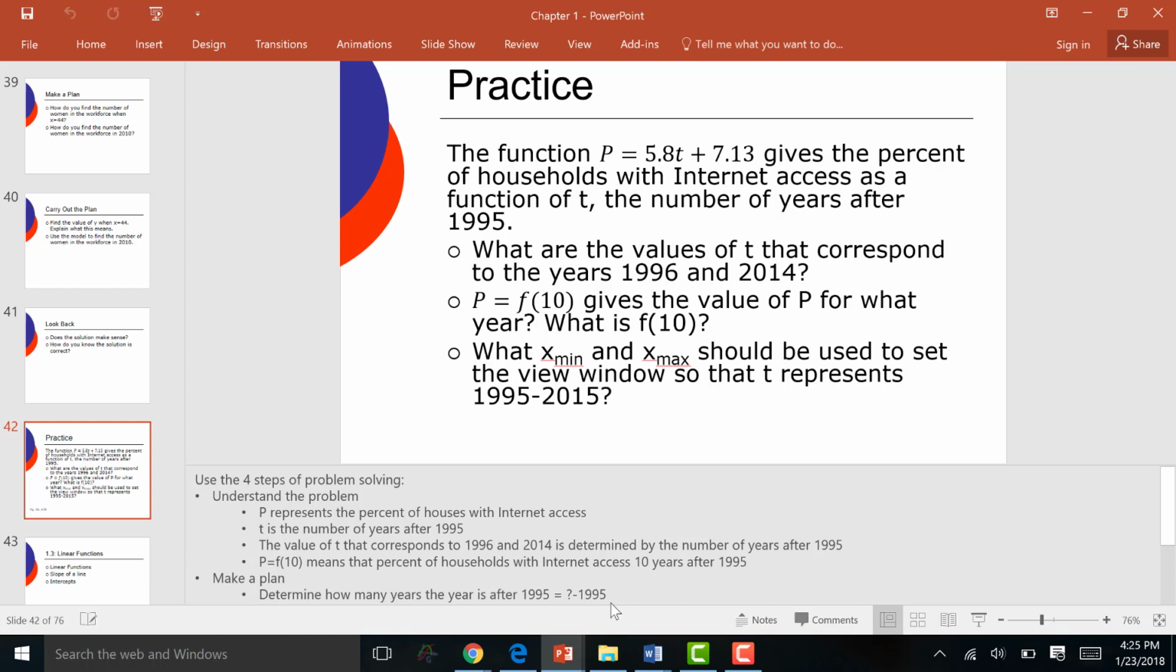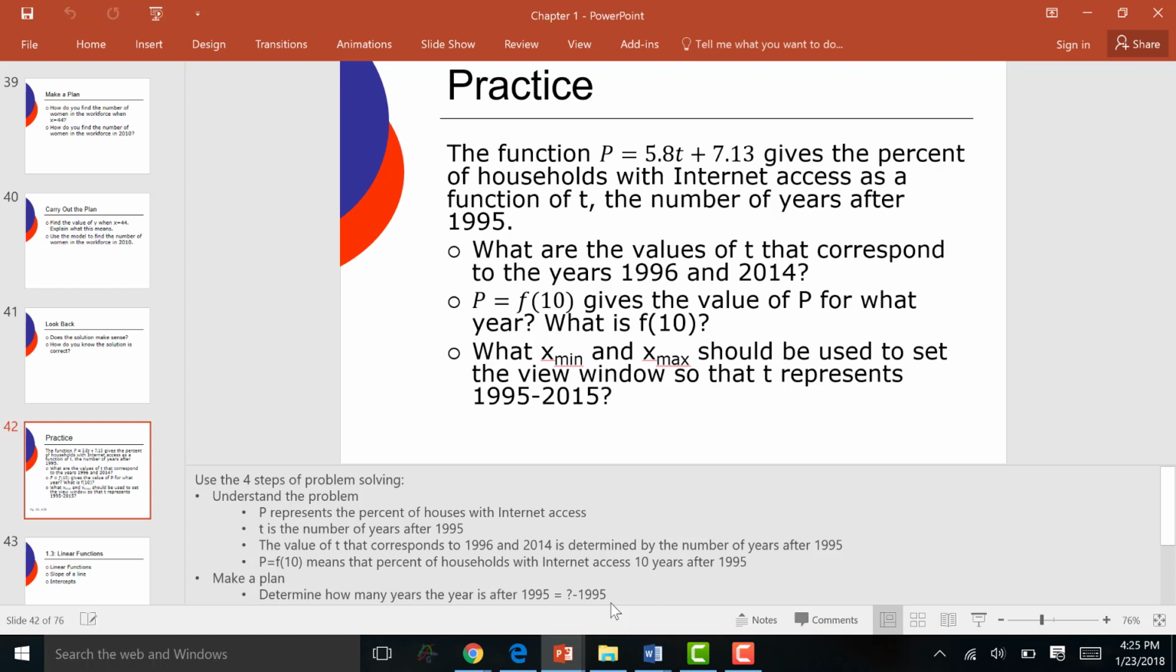So now if we go plug this in, I've got P is equal to F of 10. I'm going to plug in that 5.8 times 10 plus 7.13. Somebody do the math, tell me what that is. 65.13 what? Percent.